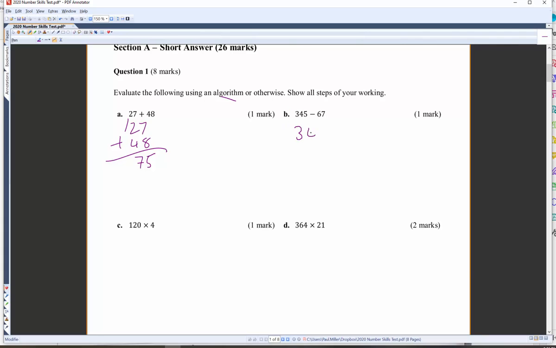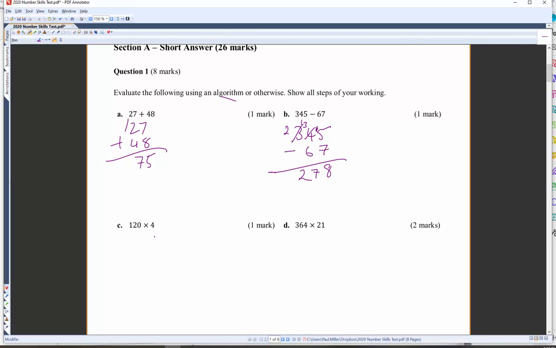Okay, so this one is 345 and we're removing 67. We can't remove 7 from 5, so I'm going to exchange one of the 10s into 10 ones and do 15 take away 7, which is 8. Can't remove 6 from 3, so I'm going to grab one of the hundreds and exchange it for 10 10s. So I've got 13 10s take away 6 10s, which is 7. 2 take away 0, which is 2.